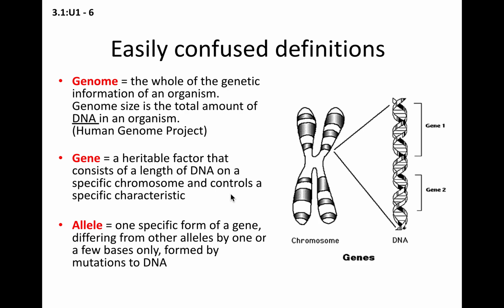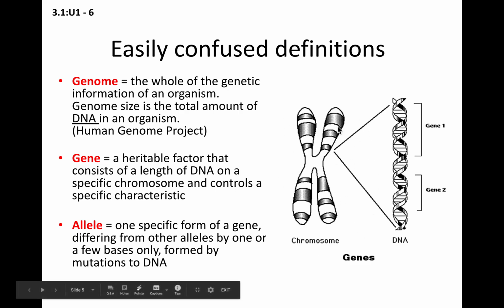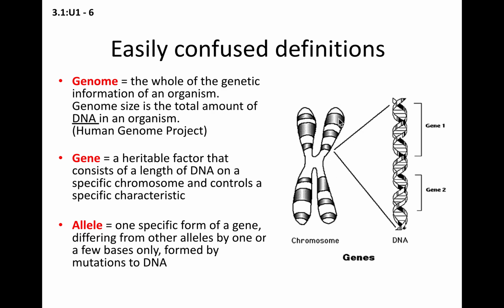Gene is a heritable factor that consists of a length of DNA on a specific chromosome and controls a specific characteristic. For example, in this picture here, this is a picture of 2 homologous chromosomes. They each carry the same genes, but possibly different alleles. You can see here that this section of DNA that's wrapped around this chromosome is for gene 1, and this section of DNA that's wrapped around this chromosome as well, probably lower than gene 1, is gene 2.